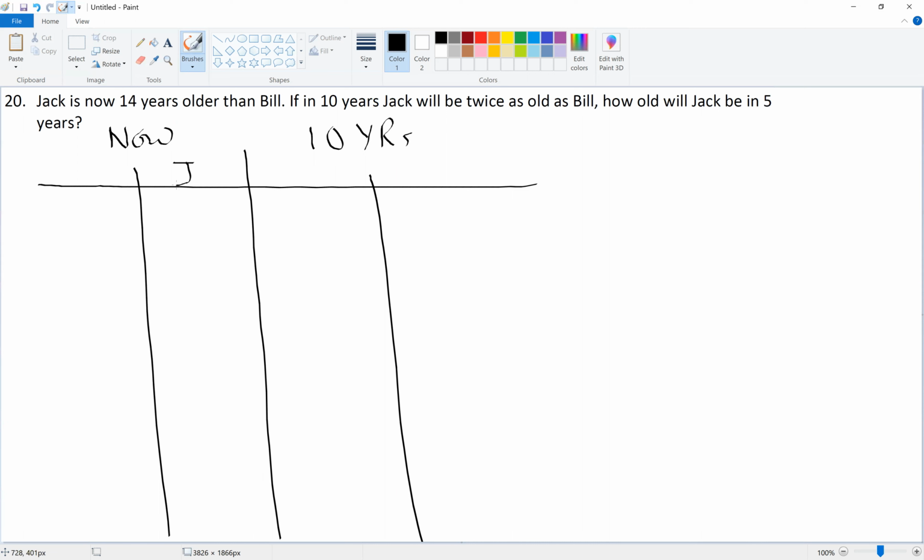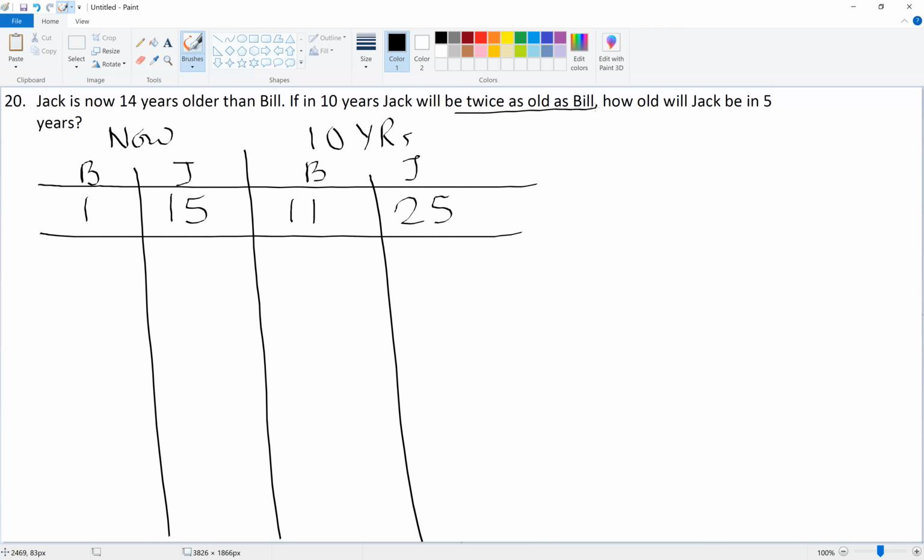Jack is 14 years older than Bill. Okay, so let's say if Bill is 1 now, what would Jack be? 15. 10 years from now, what would their ages be? 11 and 25. And is this twice? No, let's go to the next number.